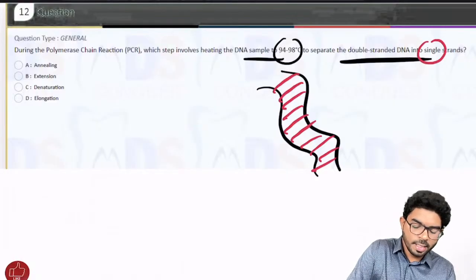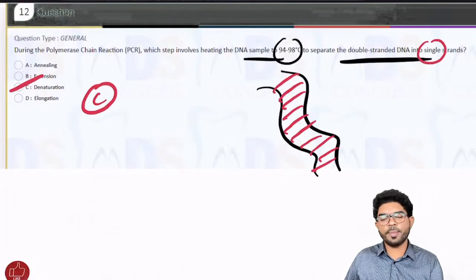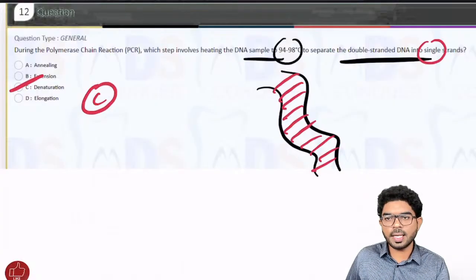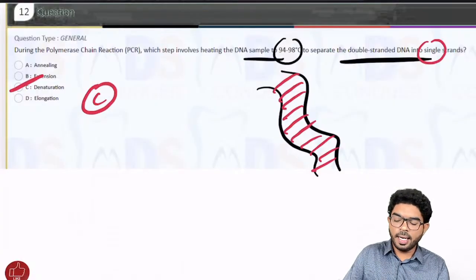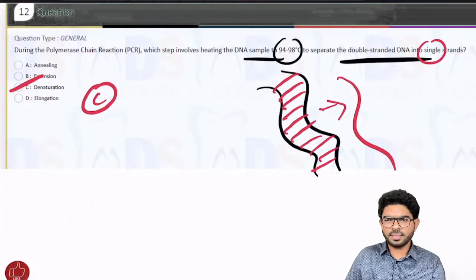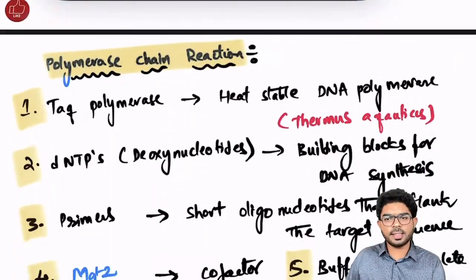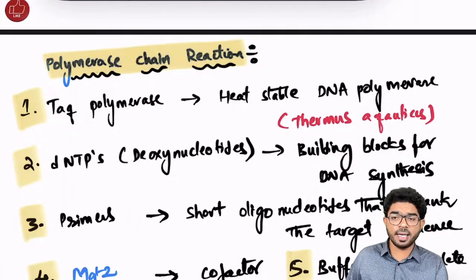The answer is simple: it is denaturation. Denaturation is a process by which I am heating the DNA to a particular temperature, breaking these hydrogen bonds and converting the double stranded DNA into single stranded DNA. Simple, straightforward question. But I want you to make a note of a few important things, add-on notes for the PCR reaction. The prerequisites for the PCR reaction are a very frequently asked question. So what is the first one?